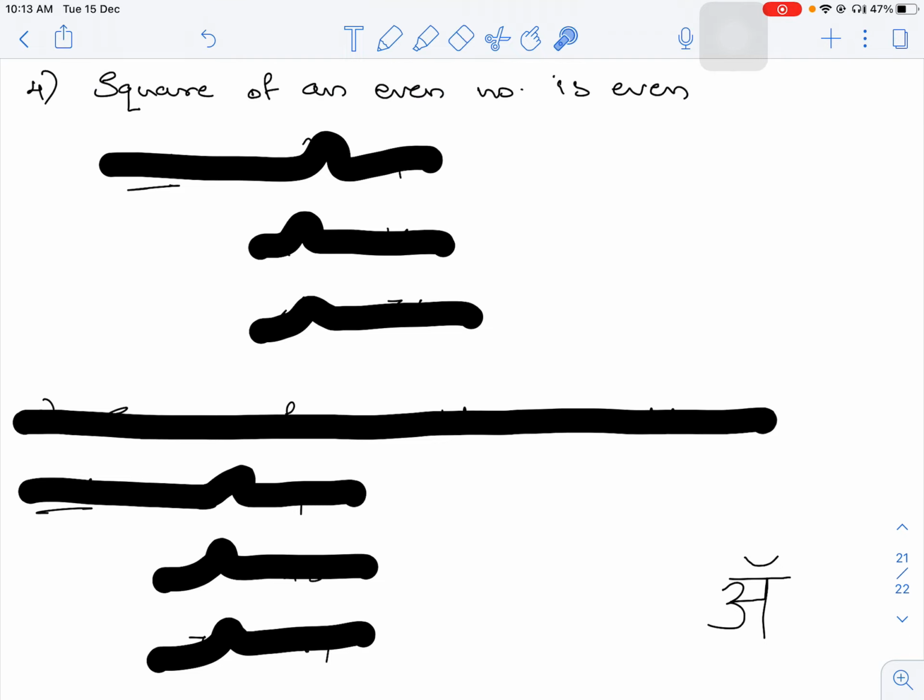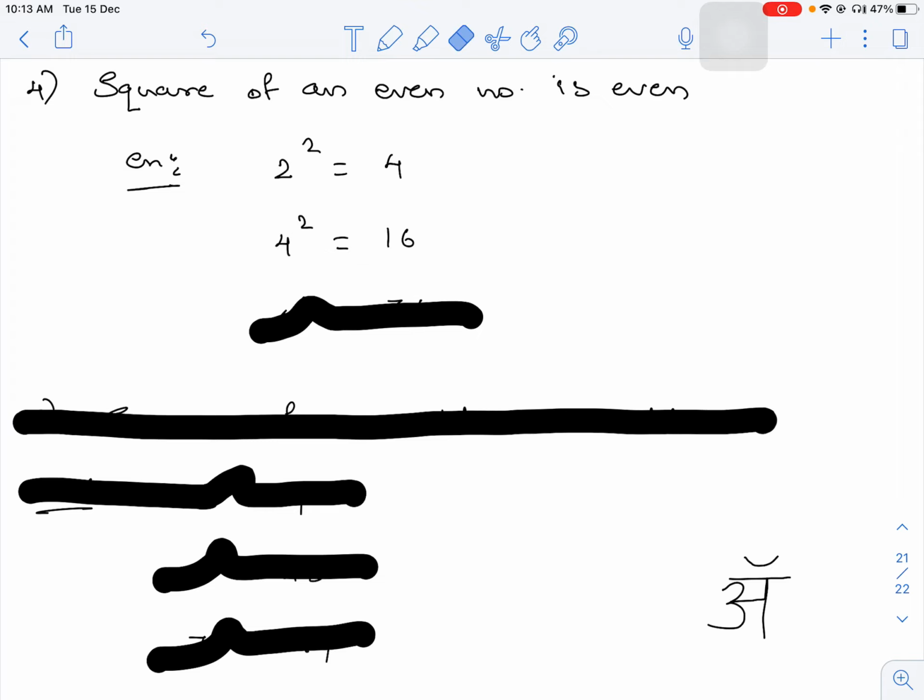Now in this property it is given that square of an even number is always even. Let us consider some example. Now 2 is an even number. So its square is 4, which is also an even number. Next example. Now again 4. 4 is an even number. So its square is 16, which is also an even number. 6. Its square is 36. Both 6 and 36 are even. So what we have learned, square of an even number is always even.